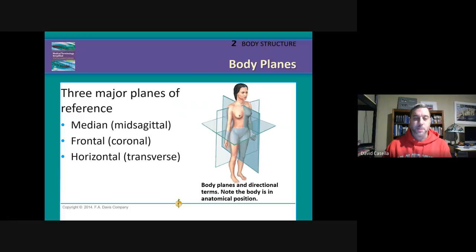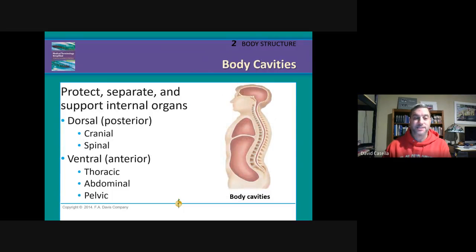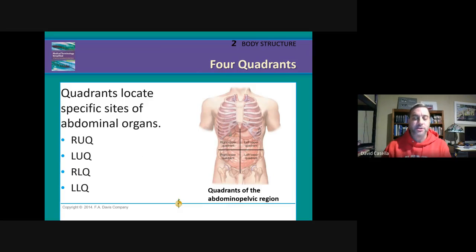There are also three main planes of reference. So we have medial, frontal, and horizontal. And the videos that I'm including in this particular week talk about all these different things, so I don't have to spend lots of time on this. The dorsal and ventral cavities of the body is where certain organs are found, and we have the dorsal, which is the cranial and spine, and then ventral closer to the body, thoracic, abdominal, and pelvic. In your abdomen, in your four quadrants, we call it, in checking your abdomen, there's different things that are there.